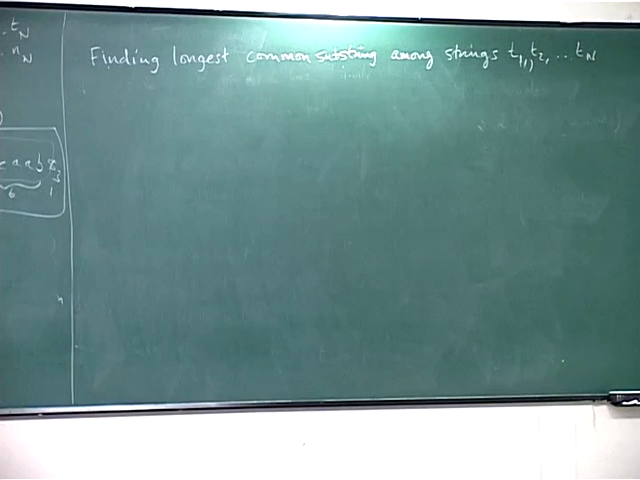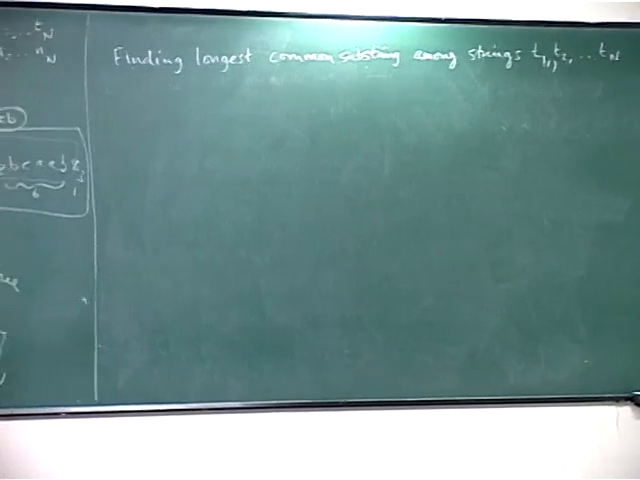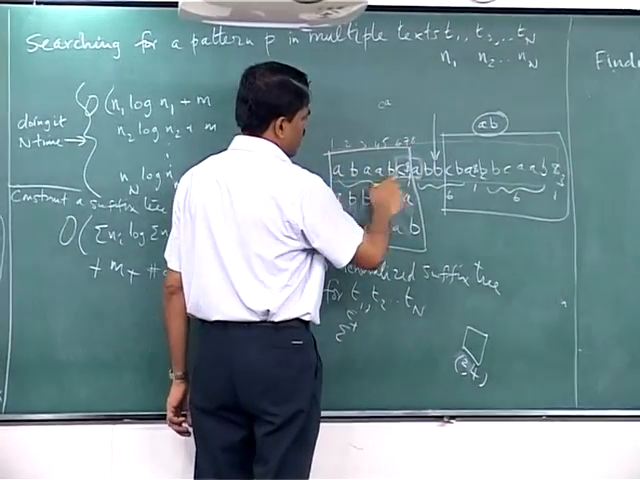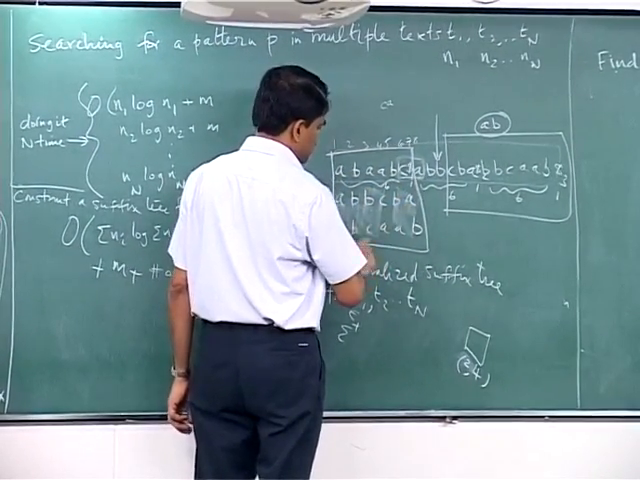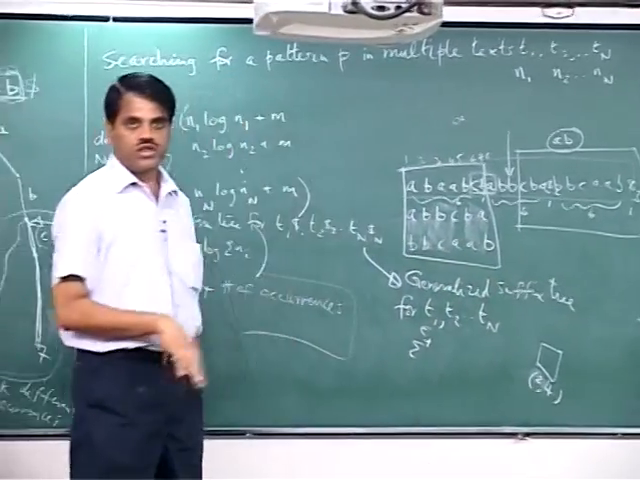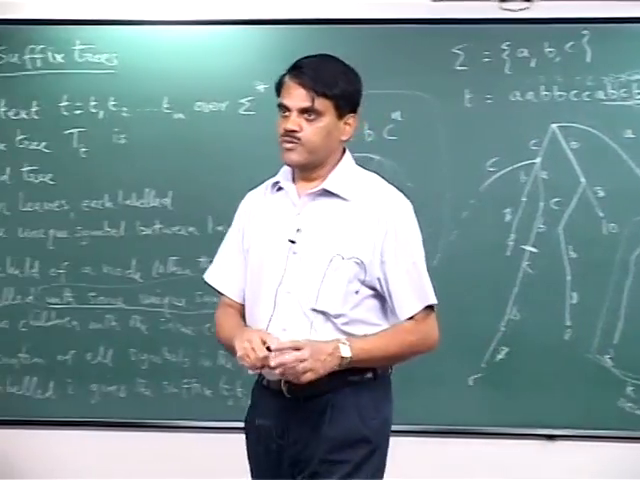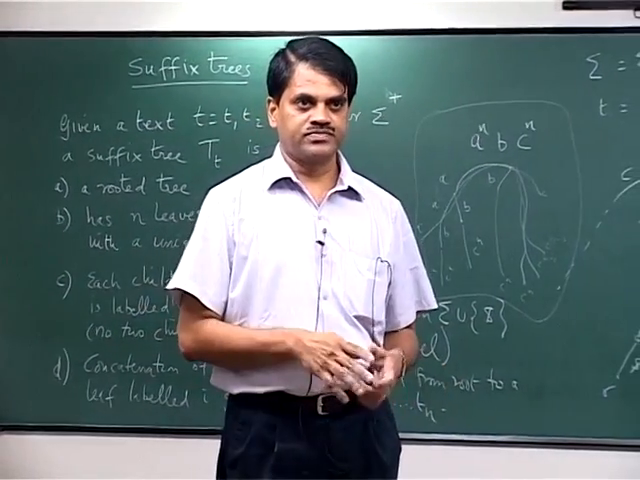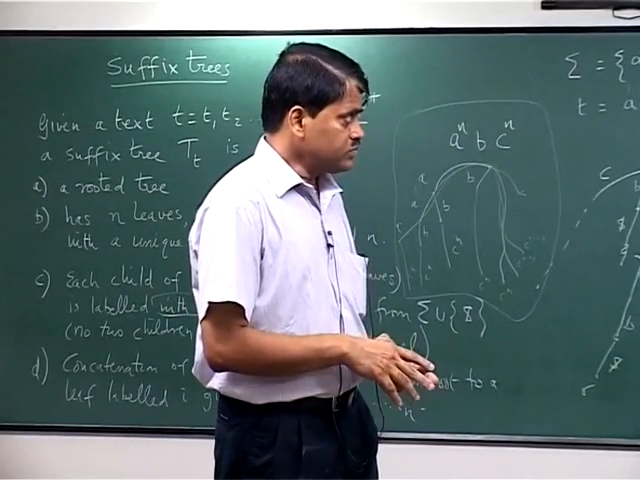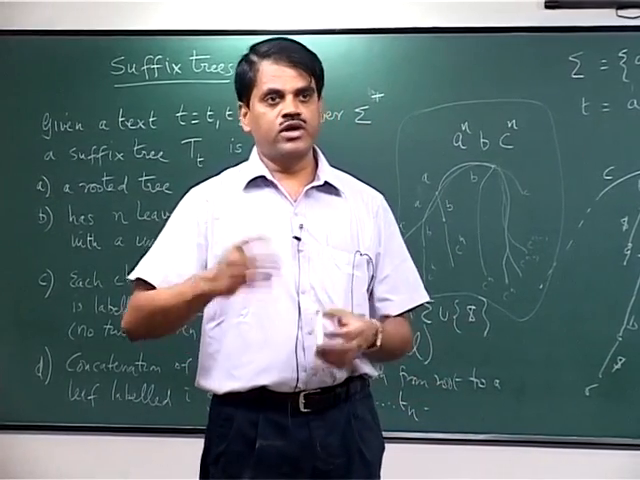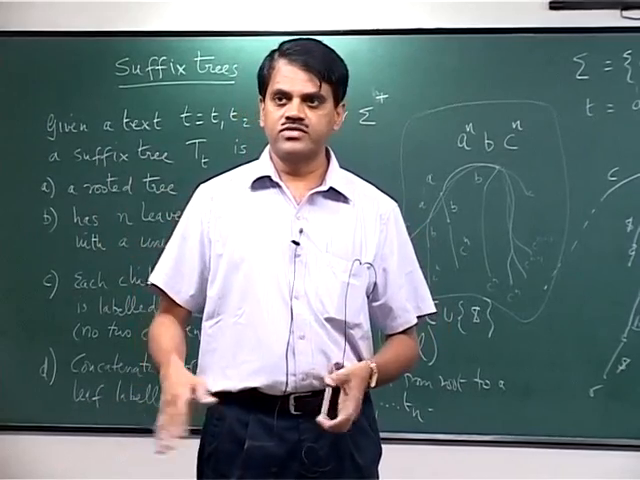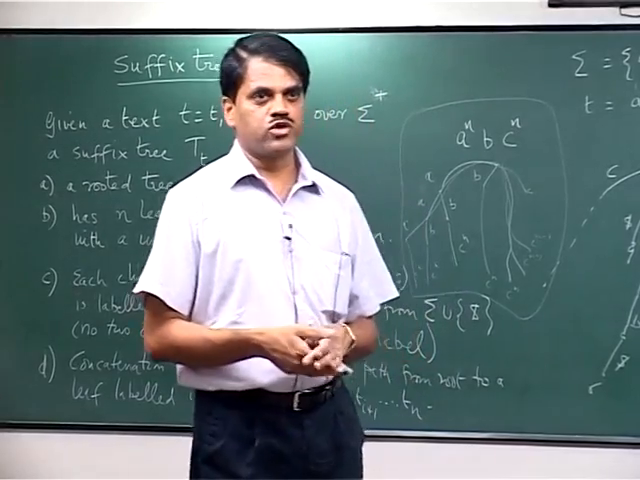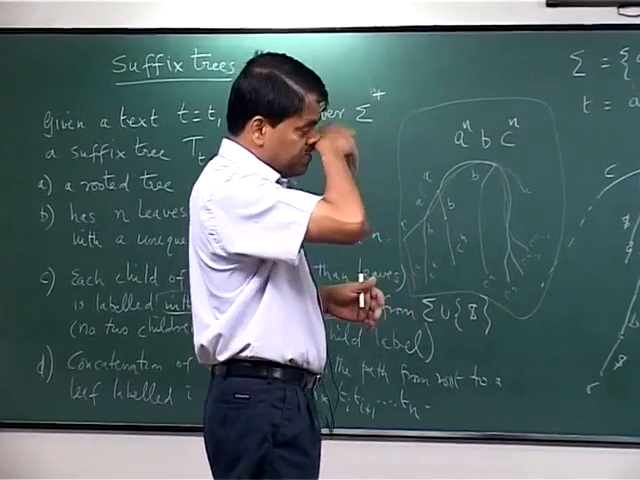So I've given some strings like this, right? 3 strings: A B A A B C, A B B C B A, B B C A A B, and I want to find out, when there is no pattern here to search, I'm looking for the longest substring that is occurring in all these texts. And these are actually having very important applications in DNA strings and in genome mapping, and so in some computational biology problems. So they are very important problems.